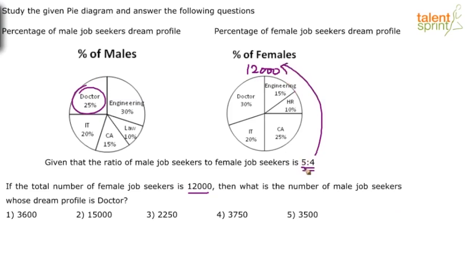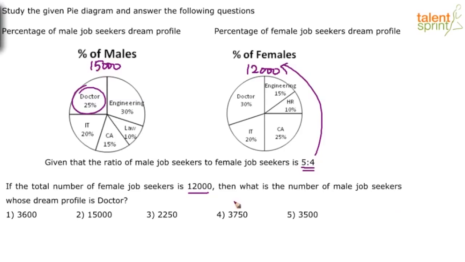What do we want for males? 5 parts. You're getting it? 4 parts is equivalent to 12,000, so each part is 3,000. This you have to do in your head itself. Then 5 parts. Total number of males is 5 parts into 3,000 each. So 15,000. So the total number of males is 15,000.